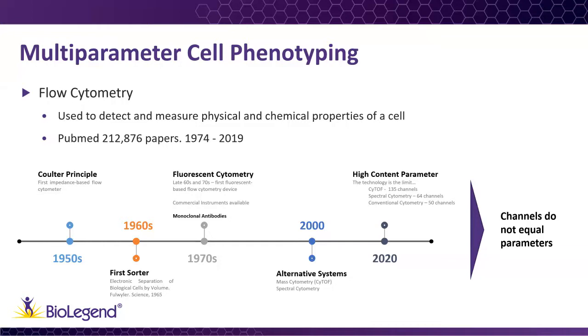In subsequent decades, commercial instruments were developed with more and more capabilities to measure emission signals and an increasing number of detection channels. Modern instruments and advanced flow cytometry technologies now have the theoretical capacity to detect signal in dozens of channels. However, the number of available channels does not equal the number of parameters available to characterize cells.